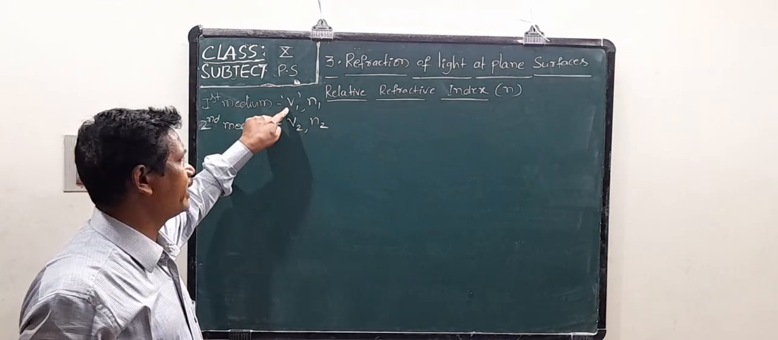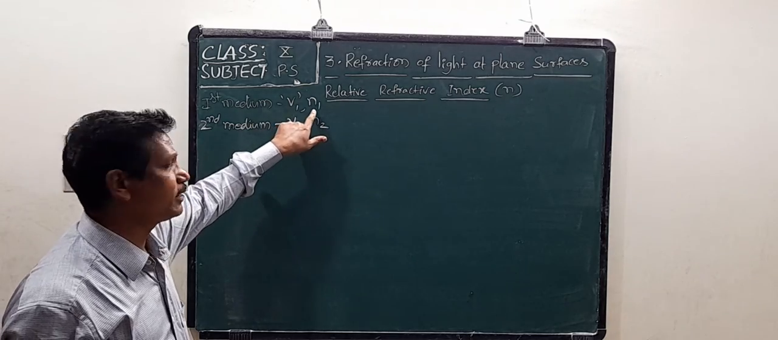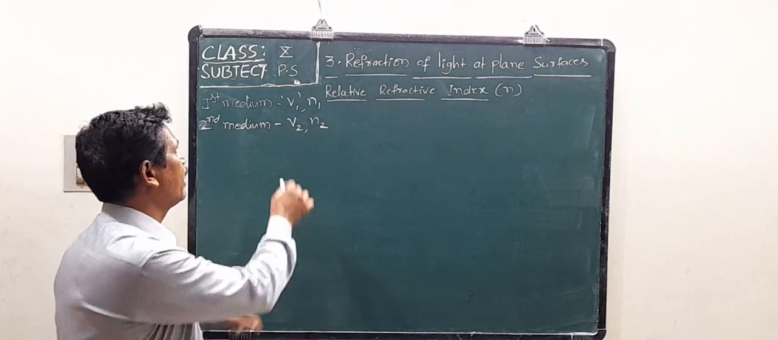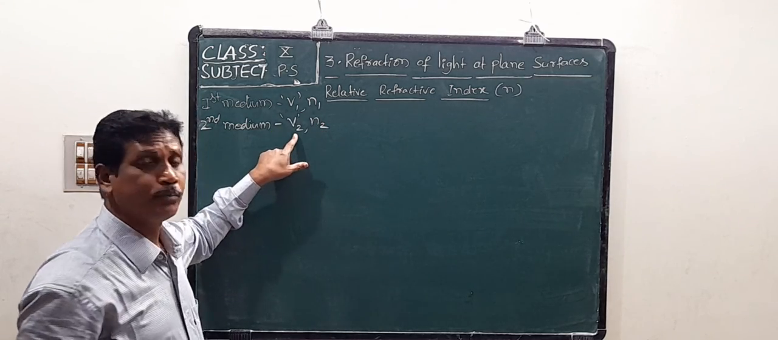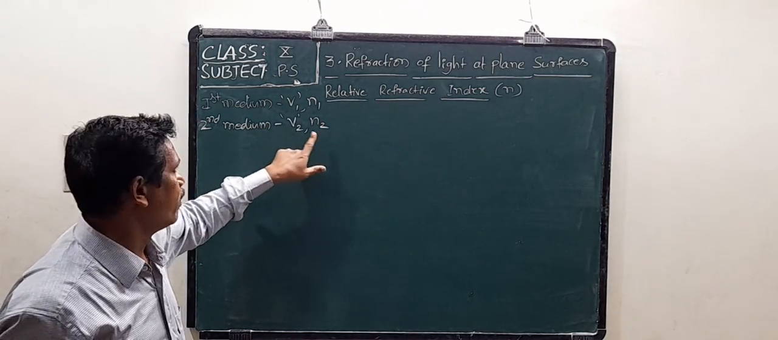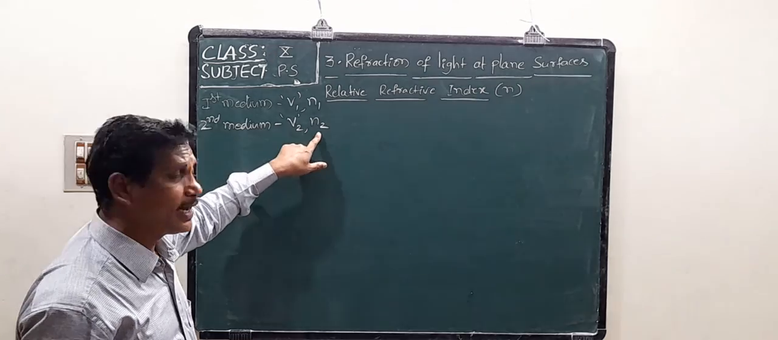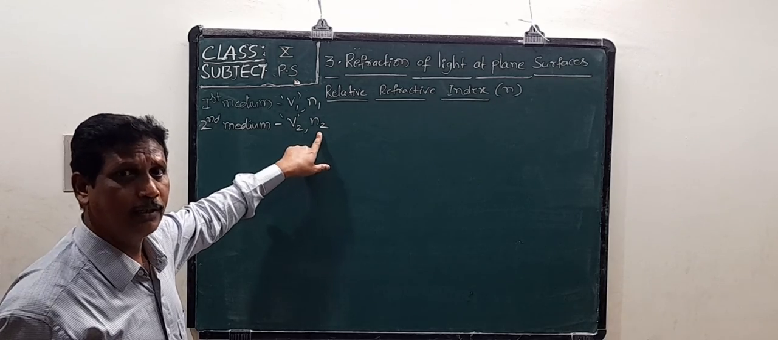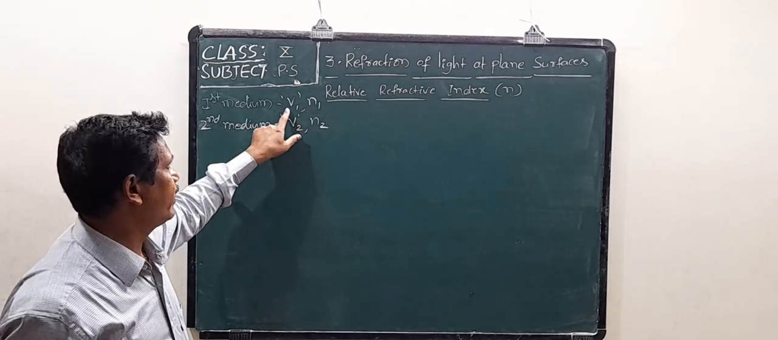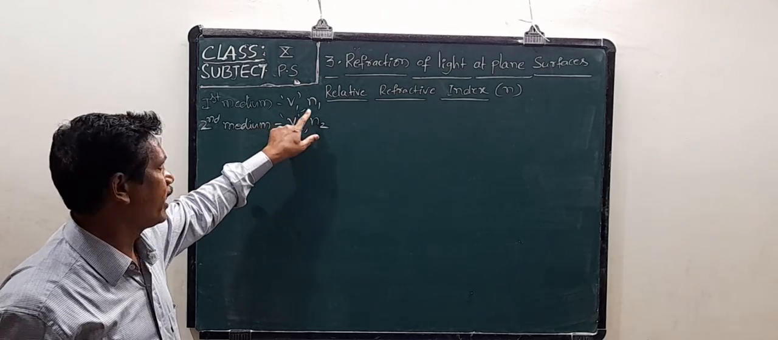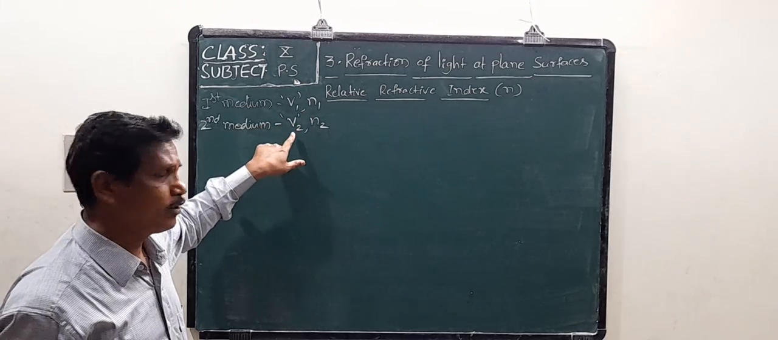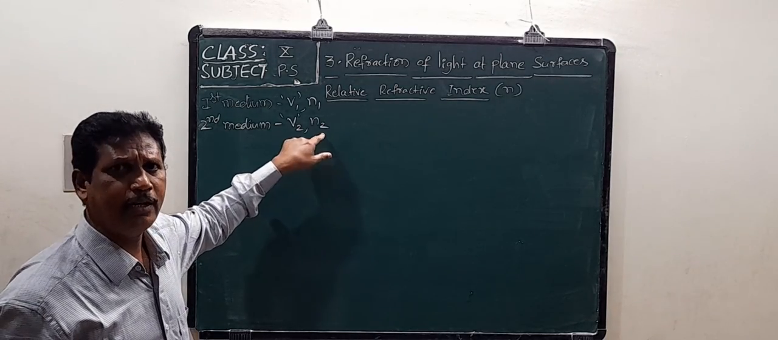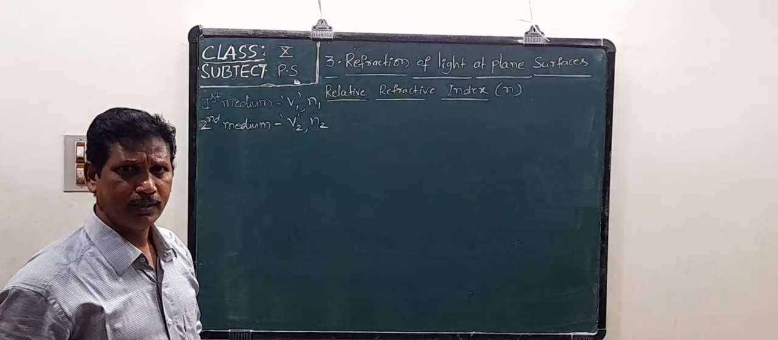Here v1 is the speed of light in the first medium, n1 is the refractive index of the first medium. v2 is the speed of light in the second medium, n2 is the refractive index of the second medium.